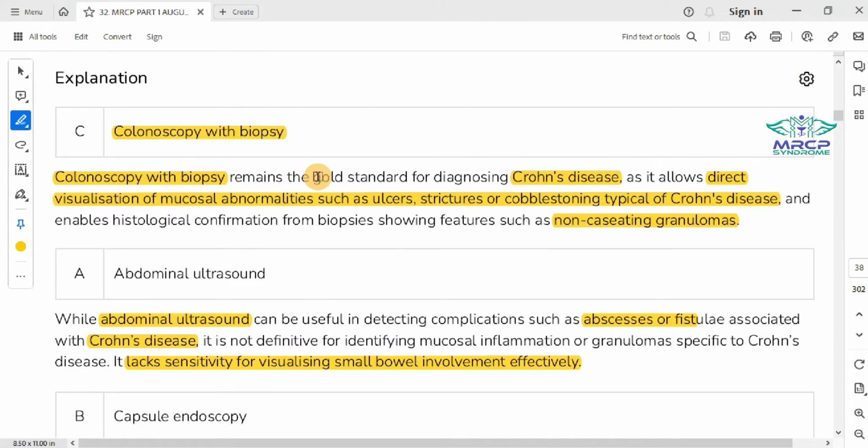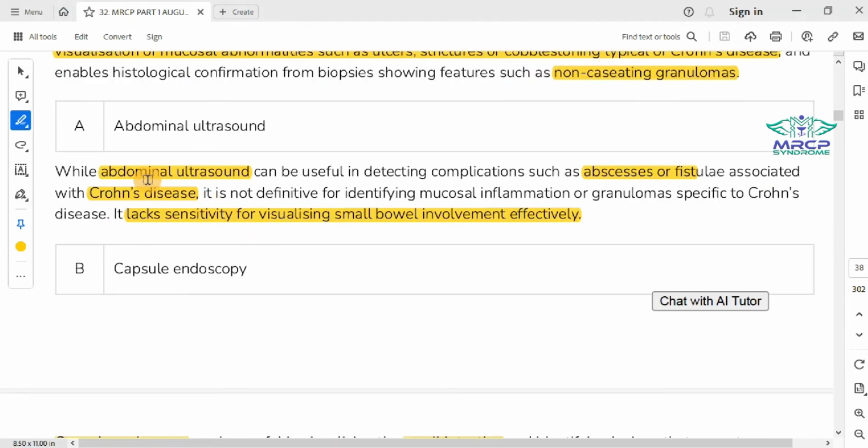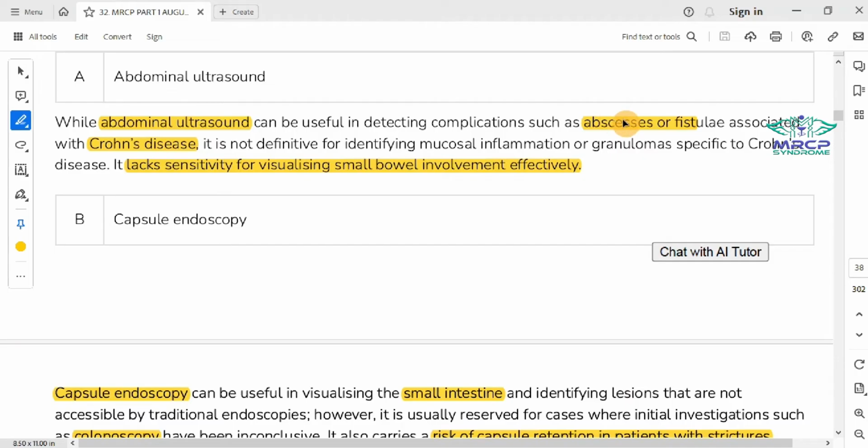Colonoscopy with biopsy remains the gold standard for diagnosing Crohn's disease, as it allows direct visualization of the mucosal abnormalities such as ulcers, strictures, or cobblestoning typical of Crohn's disease, and enables histological confirmation from biopsy showing features such as the non-caseating granuloma. And abdominal ultrasound, this is for complications like abscess or fistula.